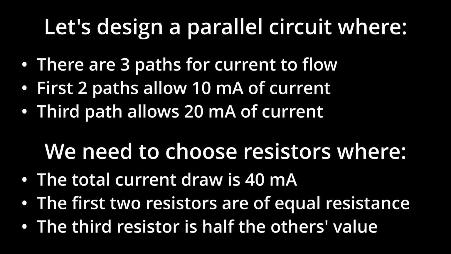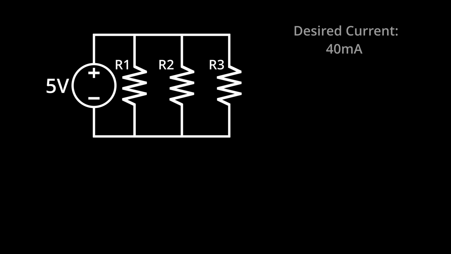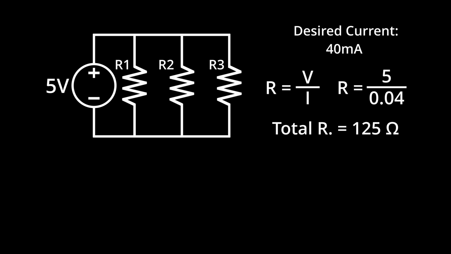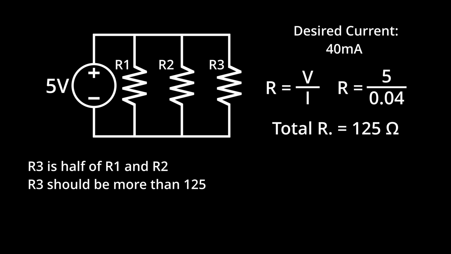Using Ohm's law, this really isn't as hard as it seems. If you understand the fundamental behavior of voltage and current when resistors are in parallel or series, the math itself is pretty simple. With the 5-volt source, to get 40 milliamps of current, we need a total resistance of about 125 ohms. Keep in mind that the total resistance is always less than the smallest resistor value present, so our third resistor will need to be more than 125.